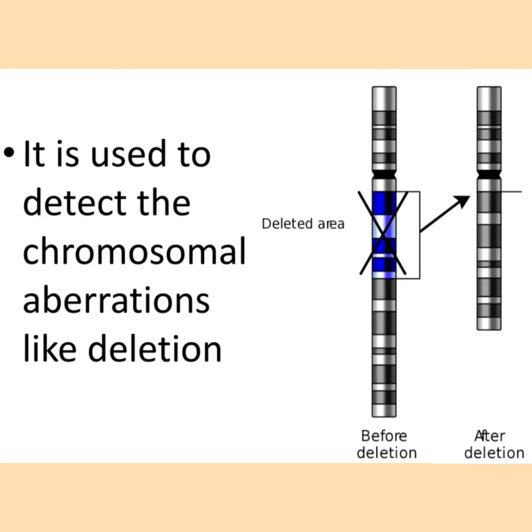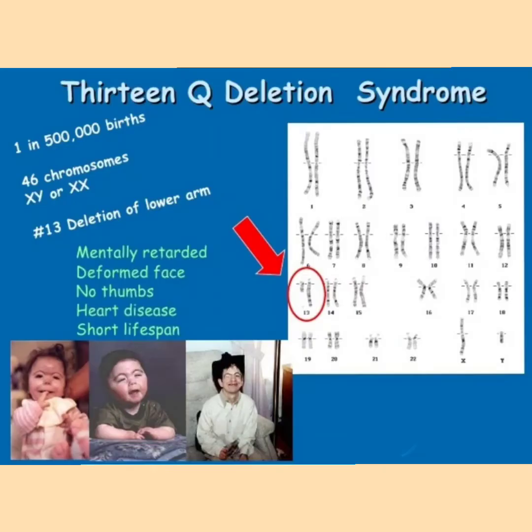For example, you can see on the right side, the deleted part of the long arm of the chromosome results in a shortening of that arm. Before deletion, the chromosome is normal. After deletion, that arm becomes shortened. An example is 13q deletion syndrome, which occurs in 1 in 5 lakh births. So 46 chromosomes plus XY or XX, and the 13th chromosome is deleted in the lower arm. The children that are born are mentally retarded, have a deformed face, no thumbs, heart disease and a short lifespan. The karyotype is shown on the right side.